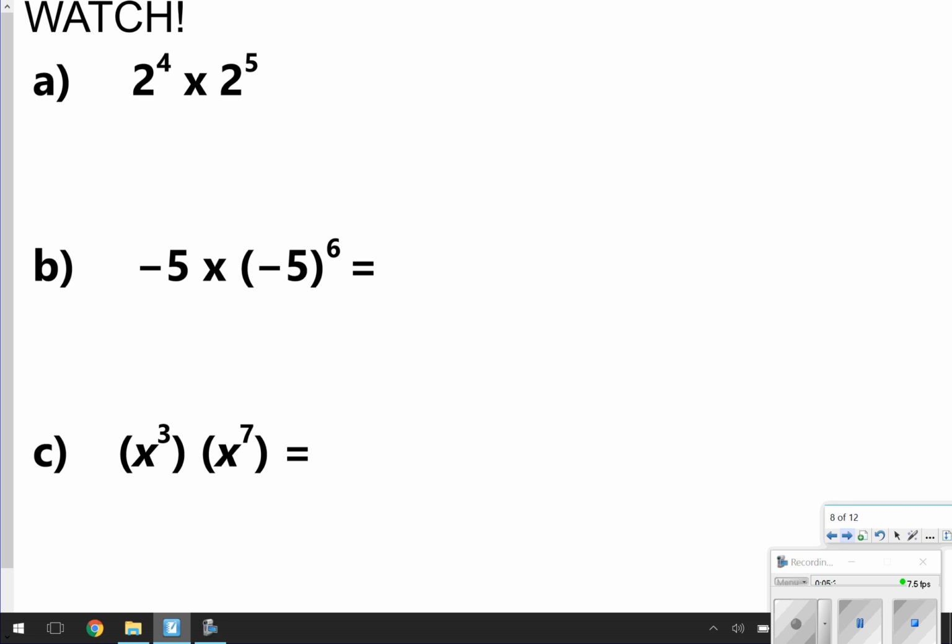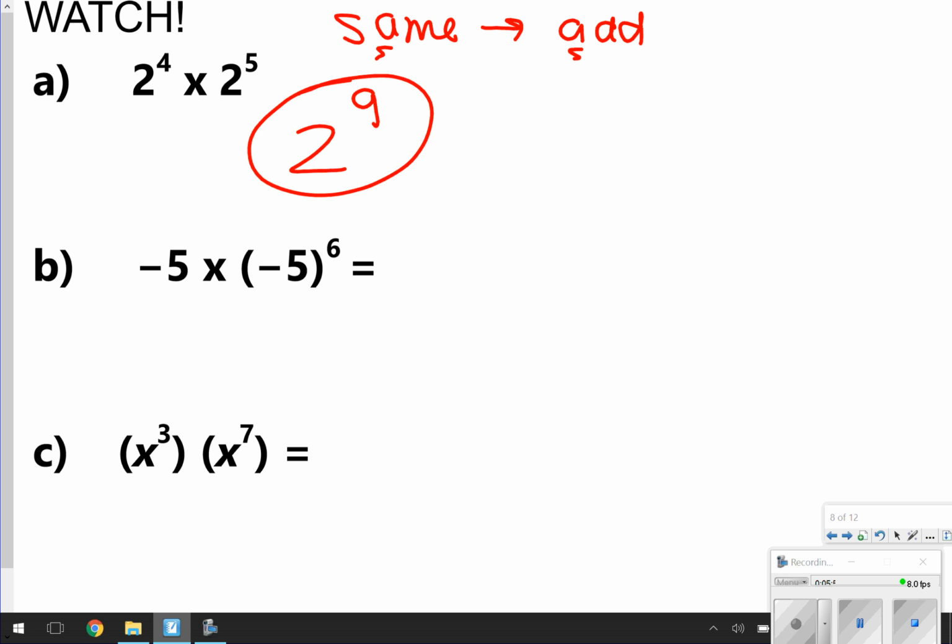Here's some more that you can watch. Again, whenever you have the same base, you will add exponents. Maybe think of this: same, meaning add exponents. Same has an a in it, so does add. 2 to the 4th, that means I'm going to see 4 2's, and 2 to the 5th means I'm going to see 5 2's for a grand total of 9 2's. All I did was add the exponents.